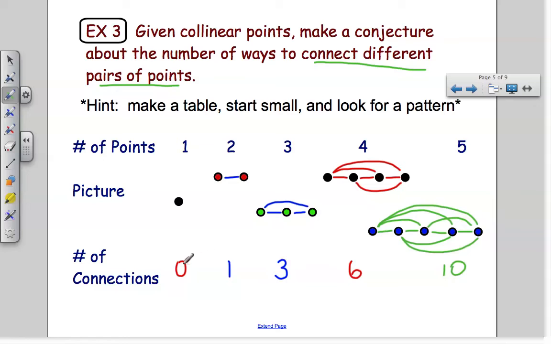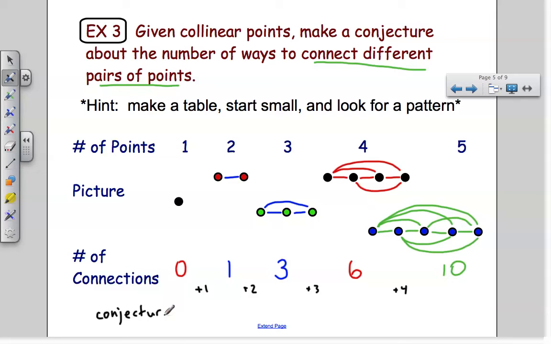If you take a look, you go from 0 to 1, that increases by 1. Go from 1 to 3, increases by 2. From 3 to 6, increases by 3. From 6 to 10, increases by 4. There's actually a pattern happening here. First I add 1. Then I add 2. Then I add 3. Then I add 4. See what's happening here? My conjecture.